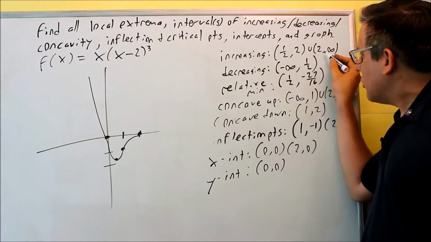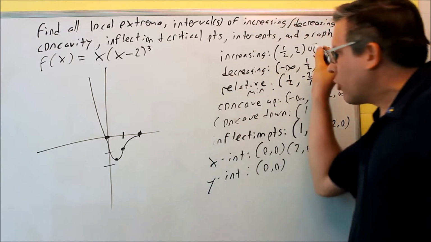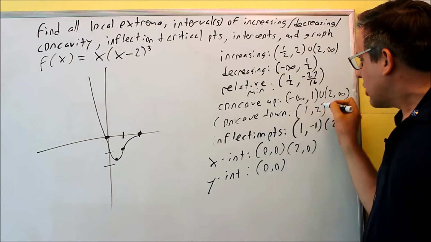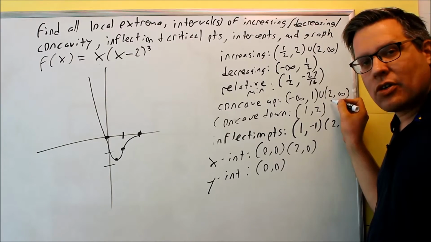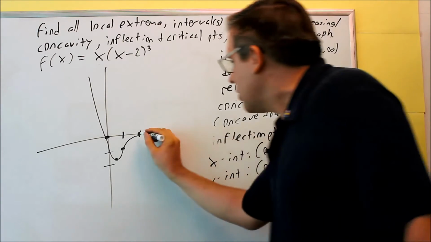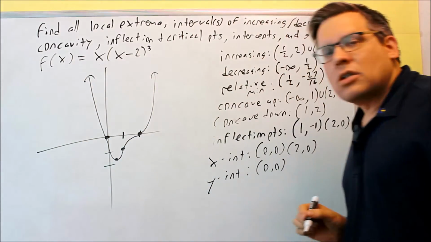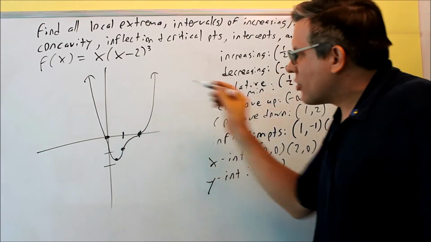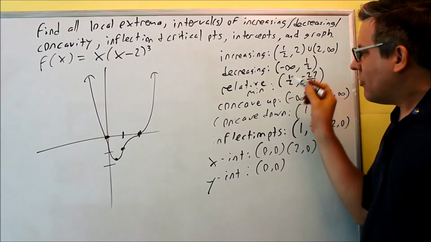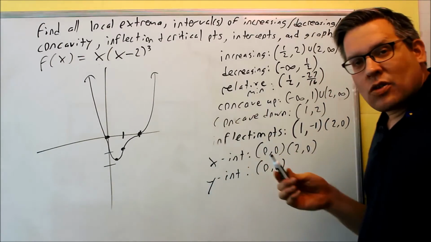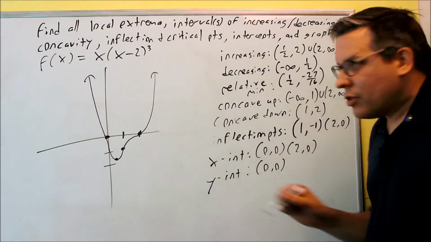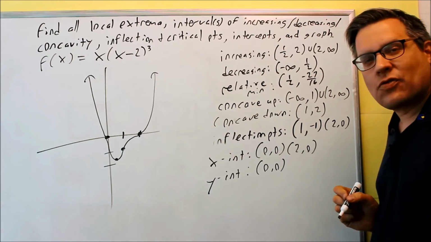Then from 2 to infinity, it's supposed to be increasing also, but at the same time, it's going to be considered concave up. So that means it's going to be curving upward like this. So this is going to be your completed graph. Now the relative min, from looking at the graph, just so happens to be our absolute min. There's no absolute max because the graph continues forever.